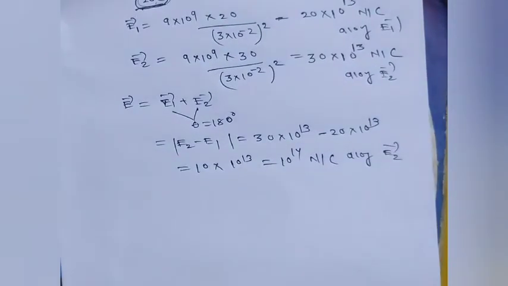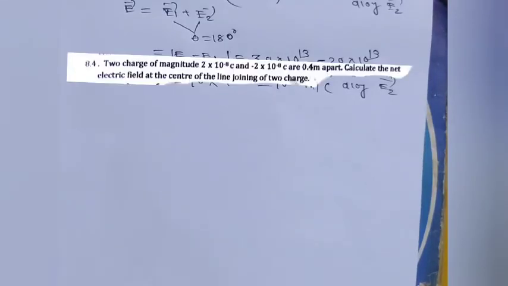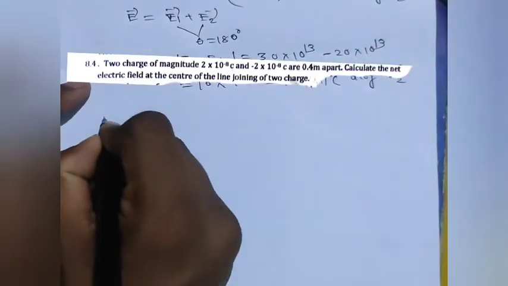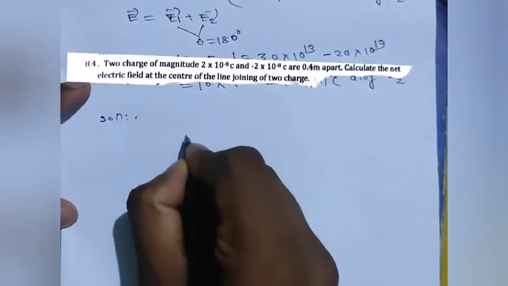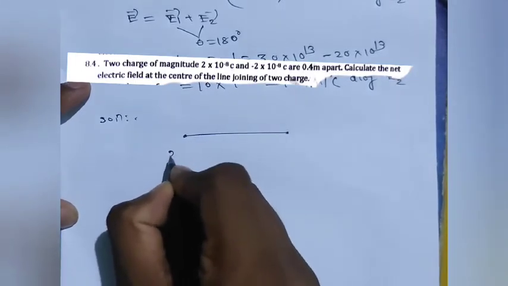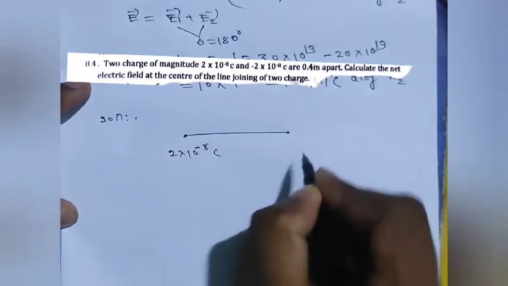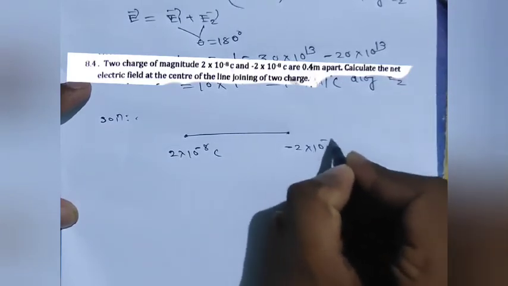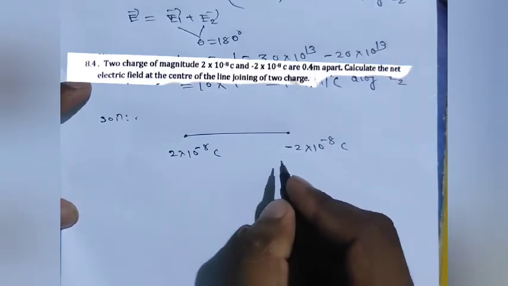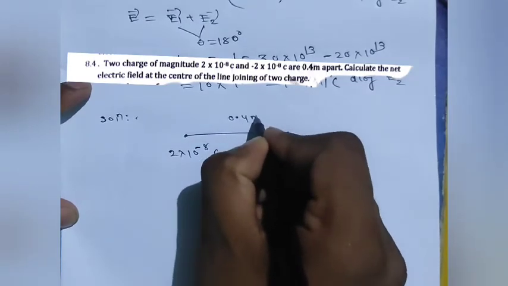Now next question is, two charges of magnitude 2 into 10 to the power minus 8 coulomb and minus 2 into 10 to the power minus 8 coulomb are separated by a distance 0.4 meter. Calculate the net electric field at the center of the line joining two charges. So solution. So there are 2 point charges. One is 2 into 10 to the power minus 8 coulomb, and another is minus 2 into 10 to the power minus 8 coulomb, which are separated by a distance 0.4 meter.